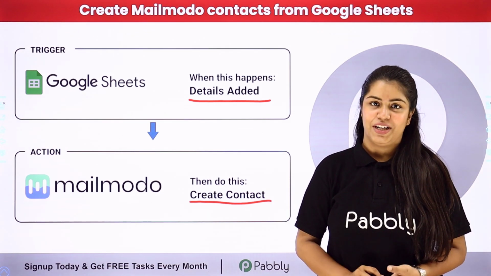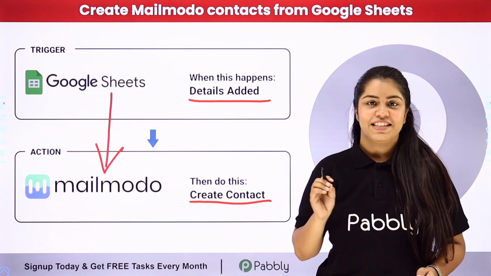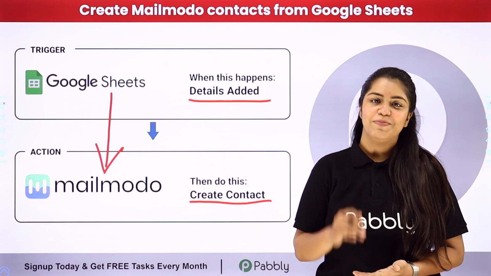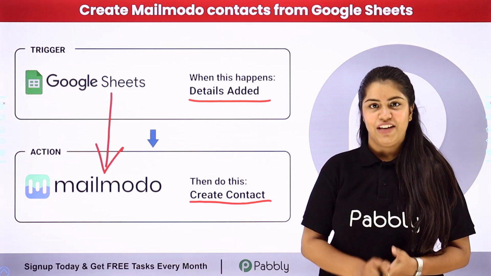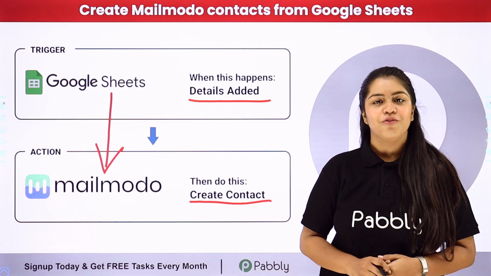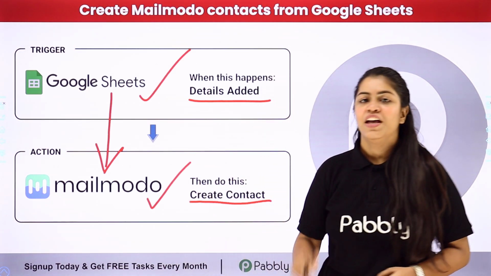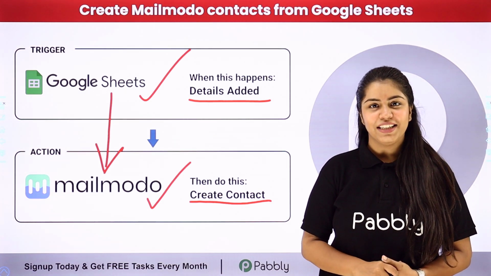For this, we are going to create a connection between Google Sheets and Mailmodo. To create this connection without knowing any programming or coding language, we are going to use Pabbly Connect. It is an amazing automation software. So in Pabbly, we have the concept of trigger and action. For trigger, we are going to use Google Sheets, and for action, we are using Mailmodo. So if you also wish to learn this process step by step, follow me through the screen.